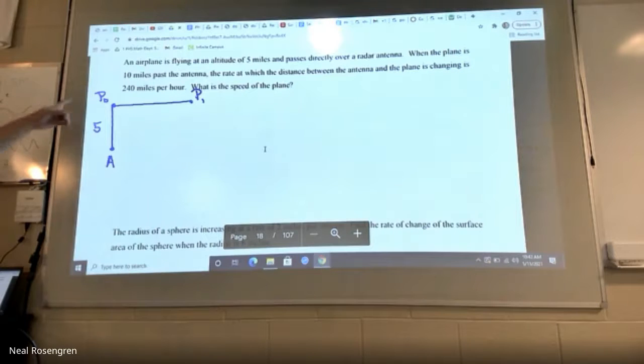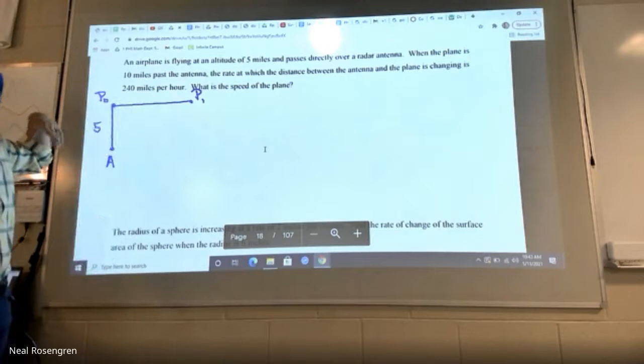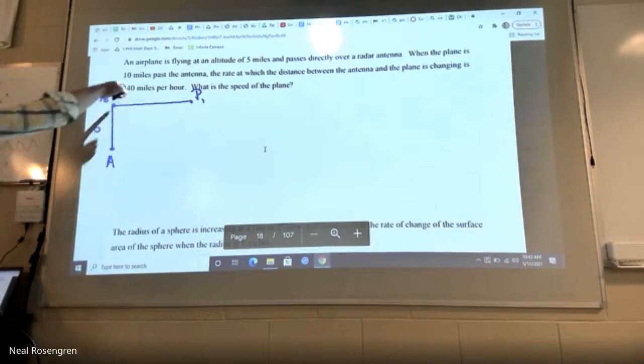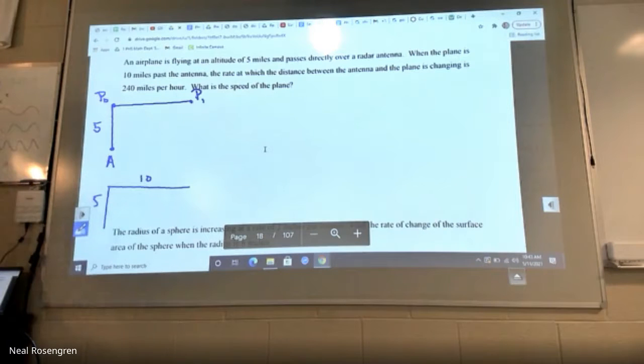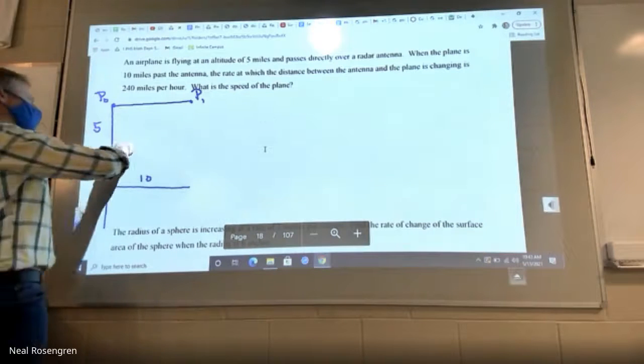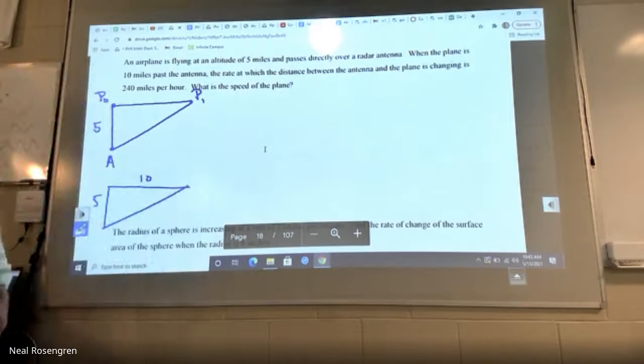Now, this distance right here is going to change depending on where I decide to stop, right? And so although they say, hey, when the plane is 10 miles past, right? So I've got 5 and 10 eventually. In my setup where I have 2 different versions, I don't really want to put 10 here because this is going to be changing. When the plane is 10 miles past the antenna, the rate at which the distance between the antenna and the plane is changing is 240 miles per hour. What is the speed of the plane?